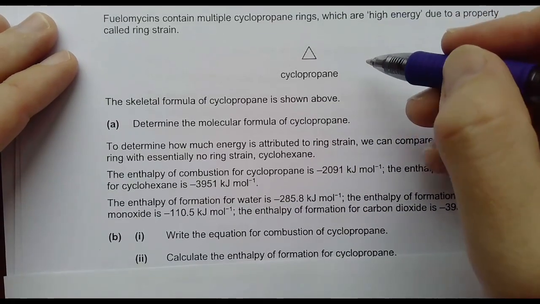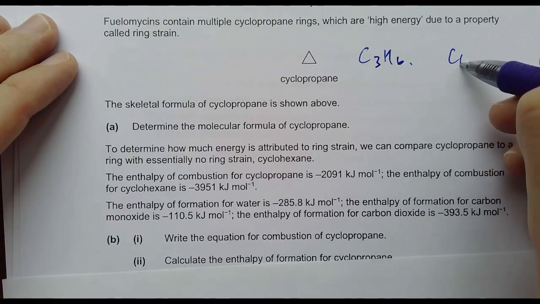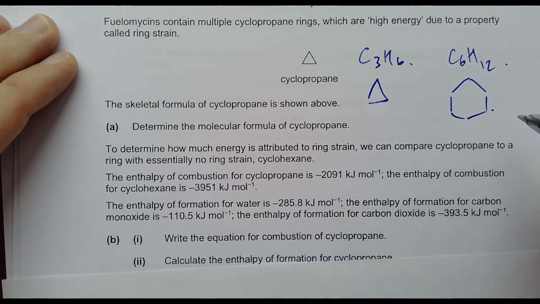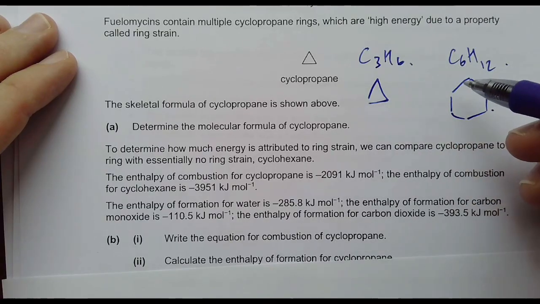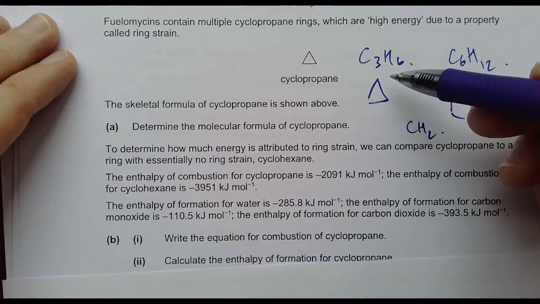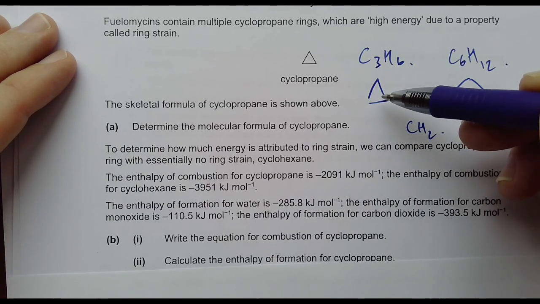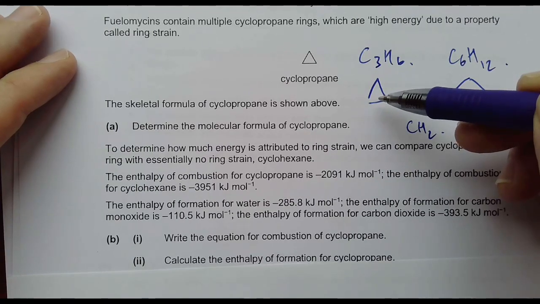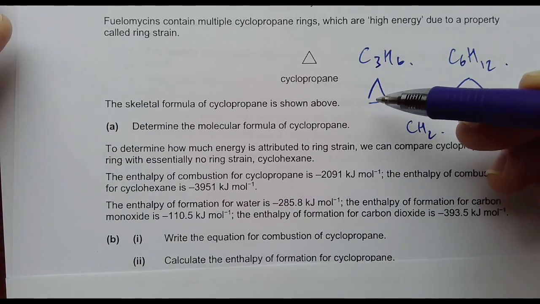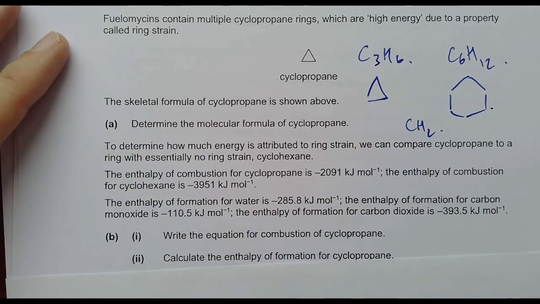So cyclopropane, as we've just seen, is C3H6. Cyclohexane is C6H12. And the idea is that even though they've both got the same empirical formula, which is CH2, cyclopropane is going to be a better fuel because it has this ring strain in it, which means that it just reacts more vigorously, it releases more energy because of the strain in the ring. Obviously, you've got these 60-degree bond angles, which are not ideal.